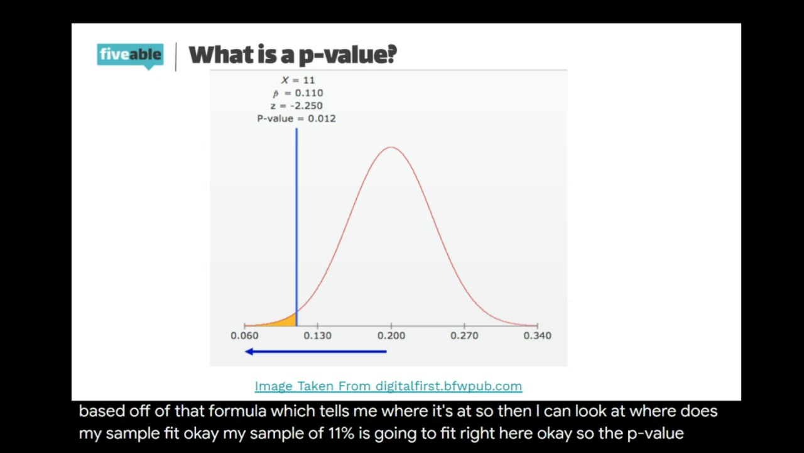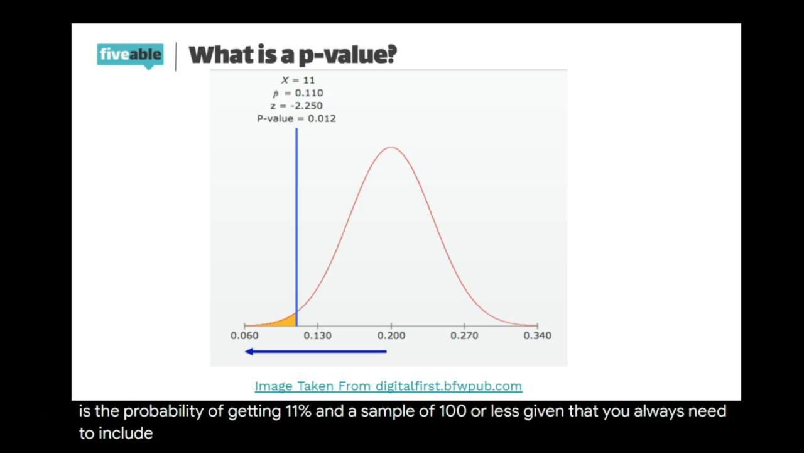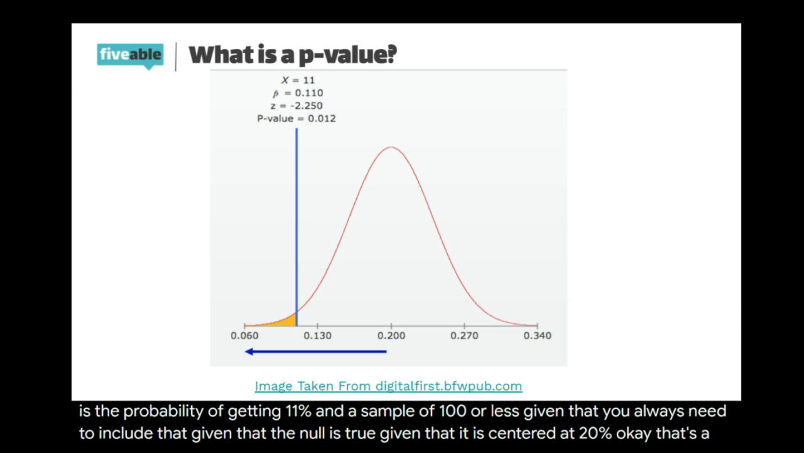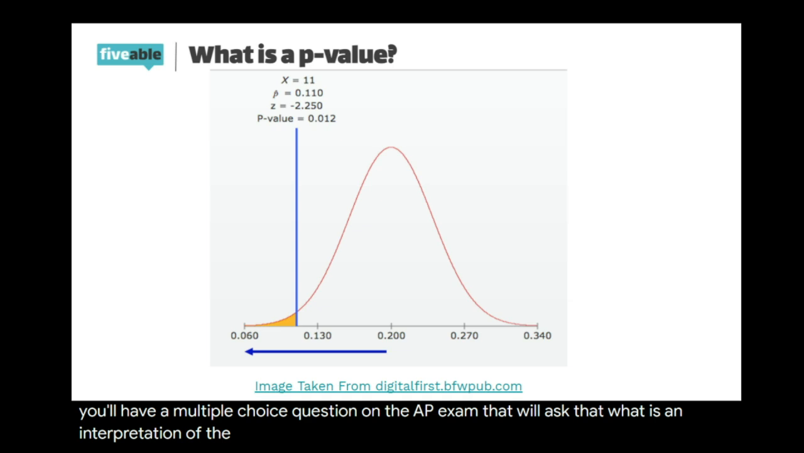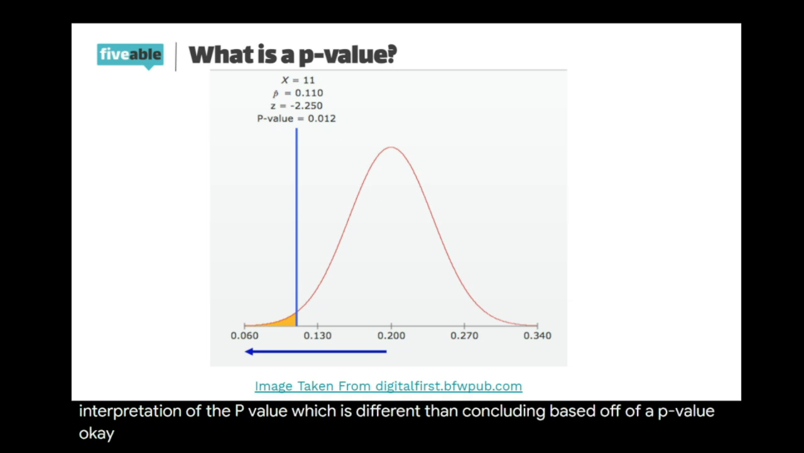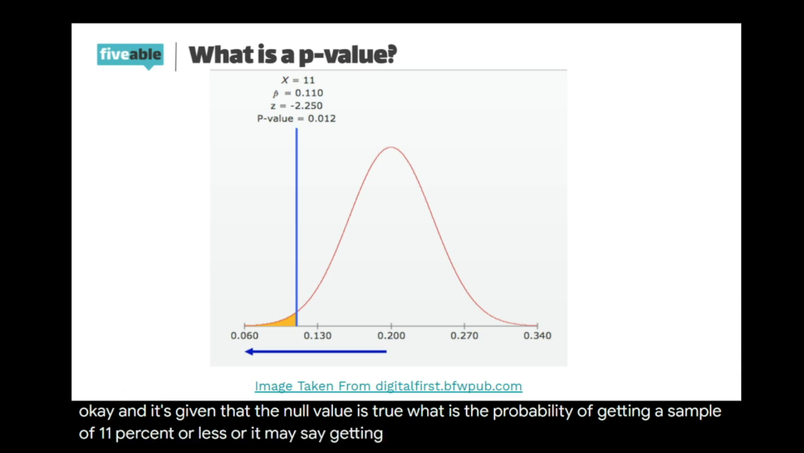So the p-value then is the probability of getting 11% in a sample of 100 or less, given that, you always need to include that, given that the null is true, given that it is centered at 20%, okay? You'll have a multiple choice question on the AP exam that will ask that. What is an interpretation of the p-value, which is different than concluding based off of a p-value, okay? Given that the null value is true, what is the probability of getting a sample of 11% or less, or it may say getting a z-score of negative 2.25 or less, okay?